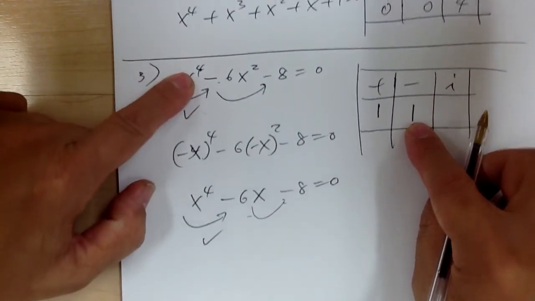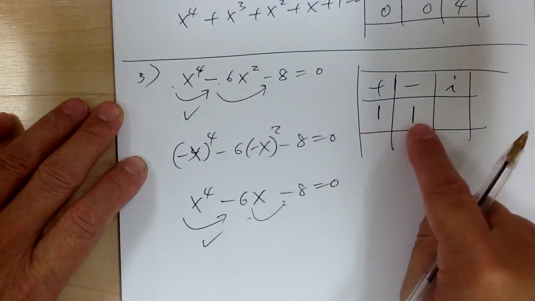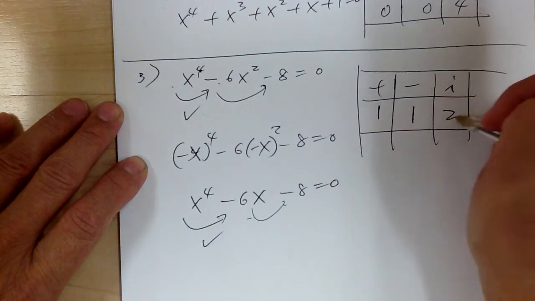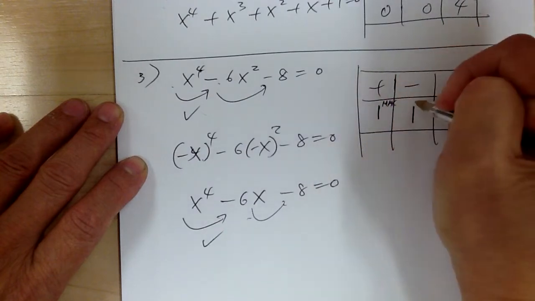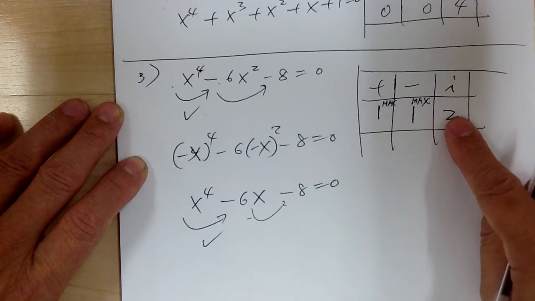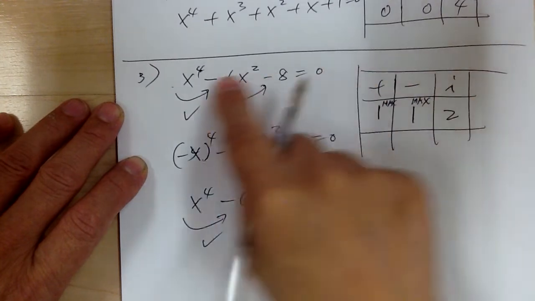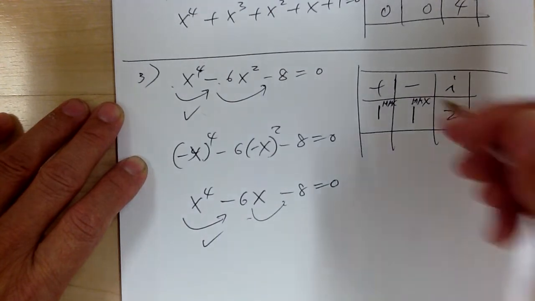Okay, now there are a total of 4 answers, right? If you get 1 positive, 1 negative, you're going to get 2 imaginary to get a total of 4. Okay, so again, this is your max. Now there's no max for imaginary answers. Imaginary answers, there's no max. So there's no limit on that. So you can go up or down.